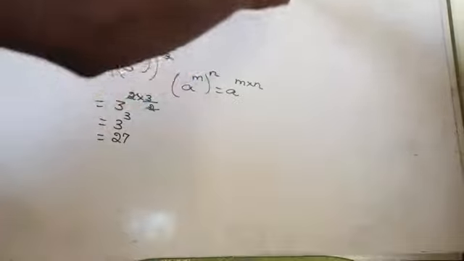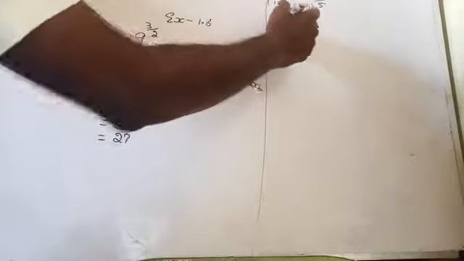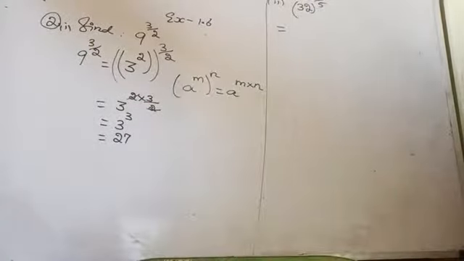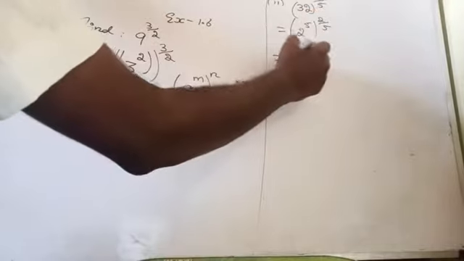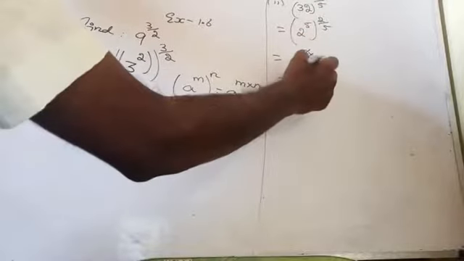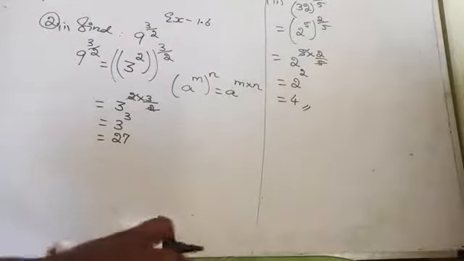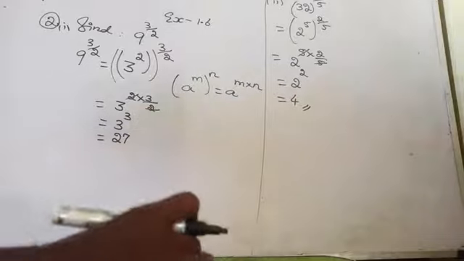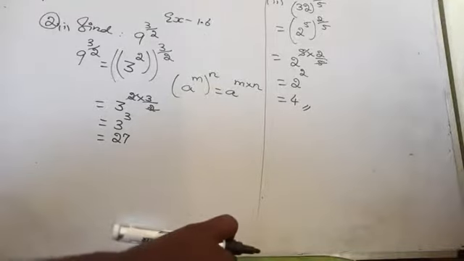Now come to the second part. 32 the whole power 2 by 5. That means 32 can be written as, how can you express? Already we know, we already expressed it: 2 to the power 5, the whole power 2 by 5. So this can be written as 2 to the power 5 into 2 by 5. 5 we can cancel, then it is 2 power 2. 2 power 2 is nothing but 4. The same concept only: a to the power m, the whole power n is nothing but a to the power mn.